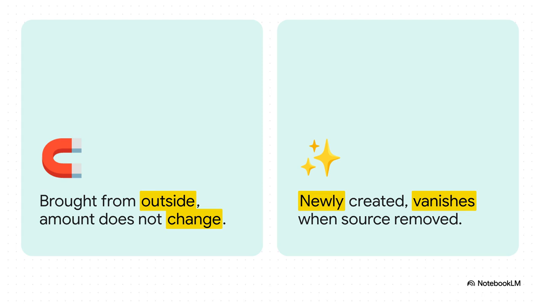Now contrast that with the induced charge. This is the reaction. It is the newly created, localized charge that split inside our previously neutral conductor. And as we just learned, its existence is incredibly fragile. It vanishes completely, practically disappearing into thin air the very moment the source is removed. So one is independent and unchanging, while the other is completely dependent and totally temporary.